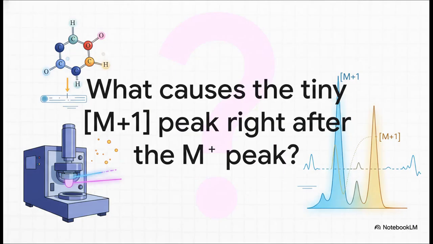So, have you ever looked really closely at a spectrum and noticed that tiny little blip, just 1 unit to the right of the main molecular ion peak? That's called the M+1 peak, and it's not a mistake. It's a super important clue. Any idea what might cause it?